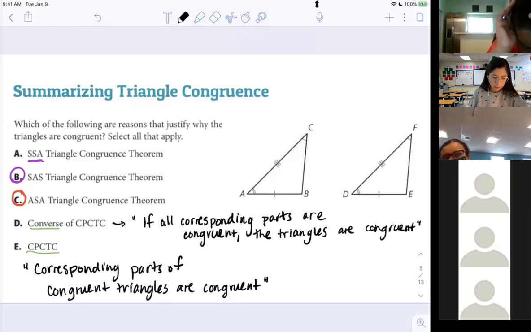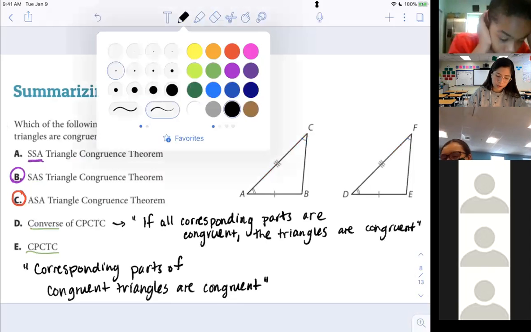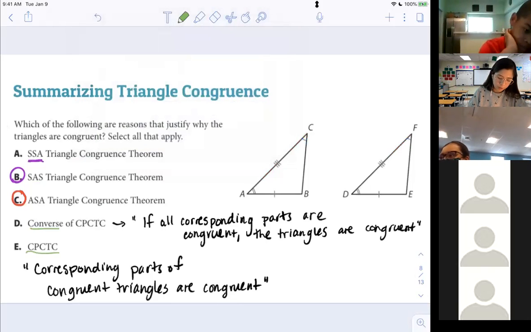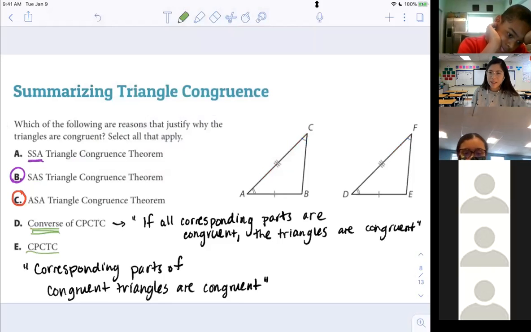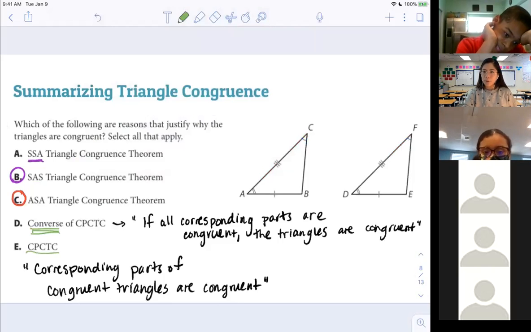So the one that we can use to prove that the two triangles are congruent would be the converse of CPCTC. And I haven't been saying that because I wanted to get to this point and explain it. But in a proof, if you see that all of the parts of the triangles are congruent, you would say the converse of CPCTC. So it's the same thing? It's the same thing, but they're in different directions.